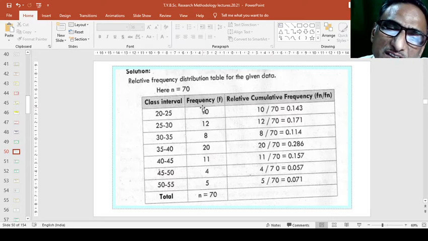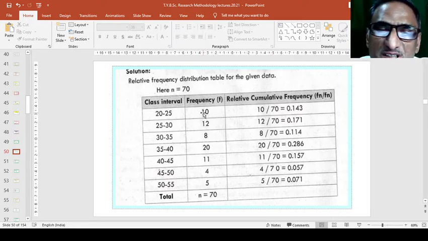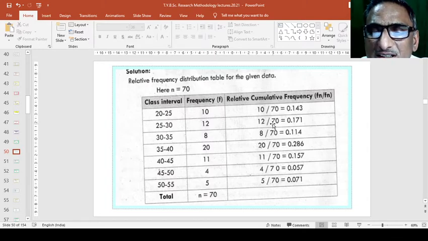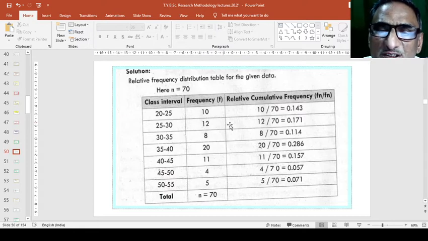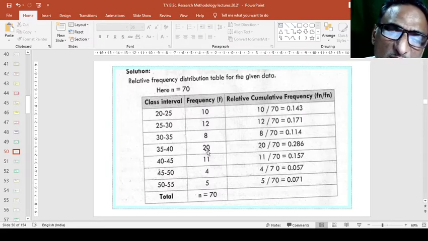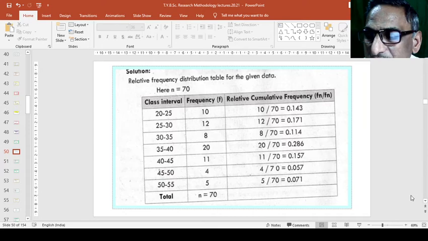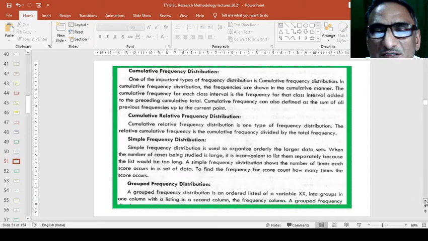Single unit upon average unit is equal to whatever the answer will be, the relative frequency. In this way we can calculate the relative frequencies of all these. This is a very simple chart.